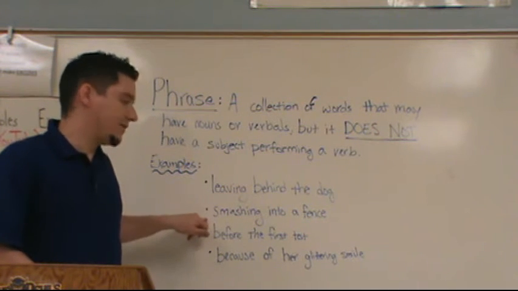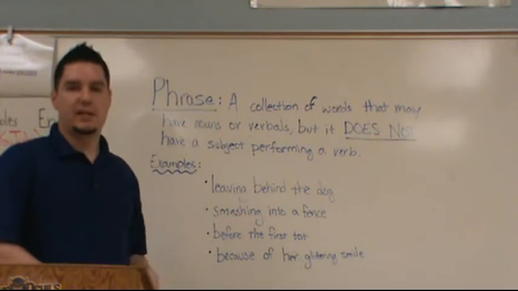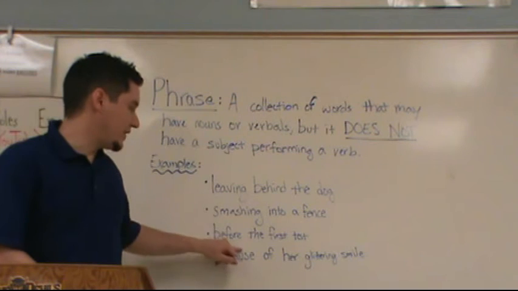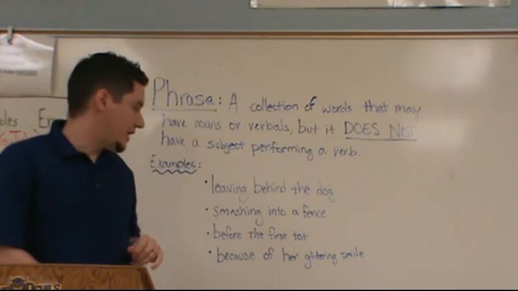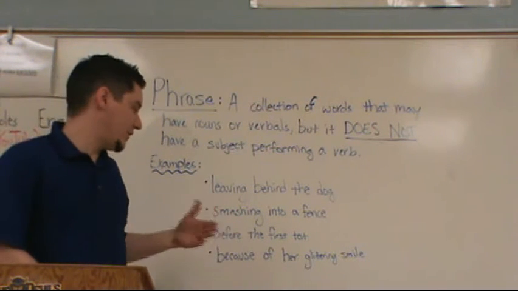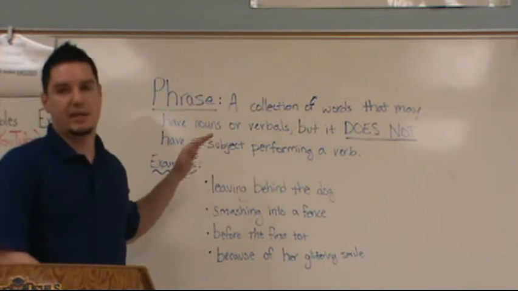In the second example, we have smashing into a fence. Again, the same idea. We know that someone or something is smashing into a fence, but we don't know who it is, so we're missing a subject. The third example, before the first test, right? In this case, we have a prepositional phrase because, before the first test, we don't know what happened before the first test, and we don't know who did it. So in this case, we're missing both the subject and a verb.